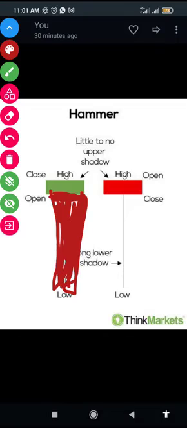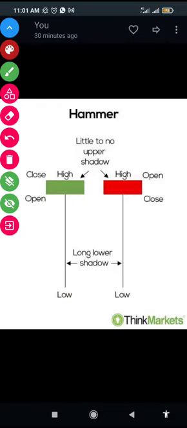Then what happened? Buyers came in and they started fighting the sellers. So it was buyers that pushed the market and left these traces here. It's a rejection, so they call this one a hammer. When you see this one, it tells you that the market is about to reverse. The market was selling before, then buyers came in.